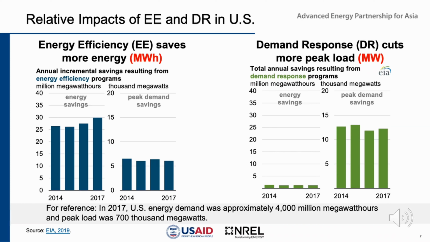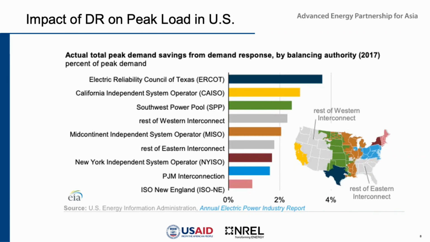Now, here's a more regional view of the role that demand response currently plays in the United States. We can see that demand response saves anywhere between 1% to almost 4% of peak demand in different regions of the United States, with Texas having the most and New England having the least.